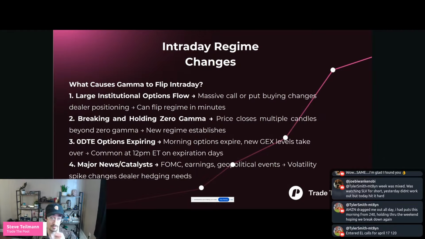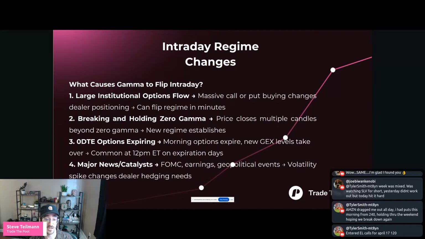Basically, large institutional options flow is going to lead to the dealer positioning changing, and that can cause the flip very fast. So say we're trading right under the zero gamma level, and then a ton of puts come in. The market maker has to essentially hedge against those, and that can lead to a very fast loss of that level and just the bottom kind of falling out. Now the dealers are in negative gamma, and they've got to add fuel to the fire, so it can cause a breakdown pretty severely. So that would look like the breakdown.